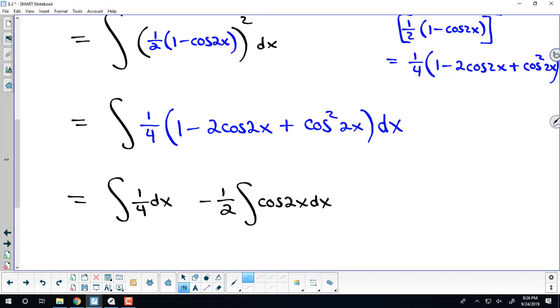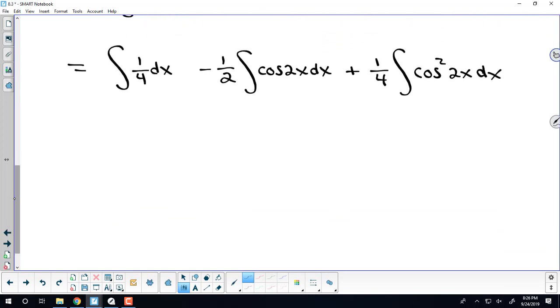And then we have 1/4 times the integral of cosine squared of 2x dx. So that one needs a little work. The other two antiderivatives we can do. So then we're back now again to a sine or a cosine to an even power. We go back to those power reduction formulas and do it again.